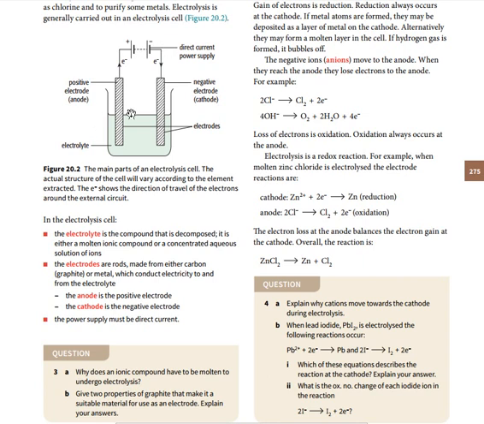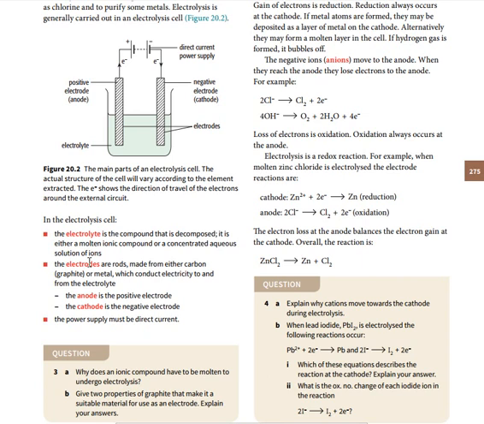Then we have the electrodes, where electric current is going to be transferred to the solution. And then lastly, we have the solution, which is called the electrolyte. The electrolyte is a compound that is being decomposed. It is either a molten ionic compound or a concentrated aqueous solution. The question is, why is it only these two?